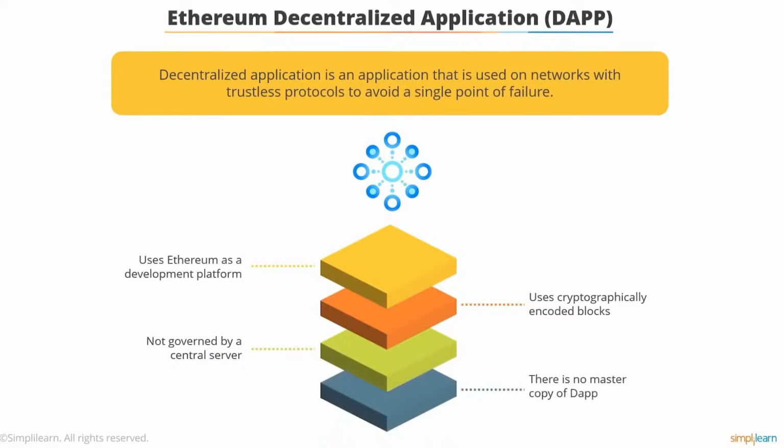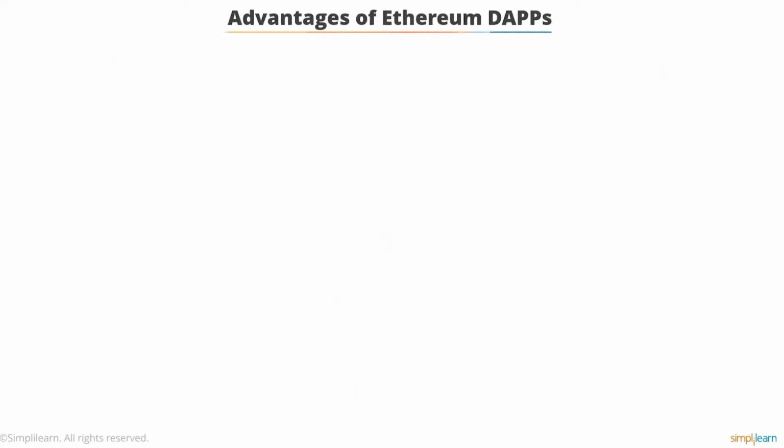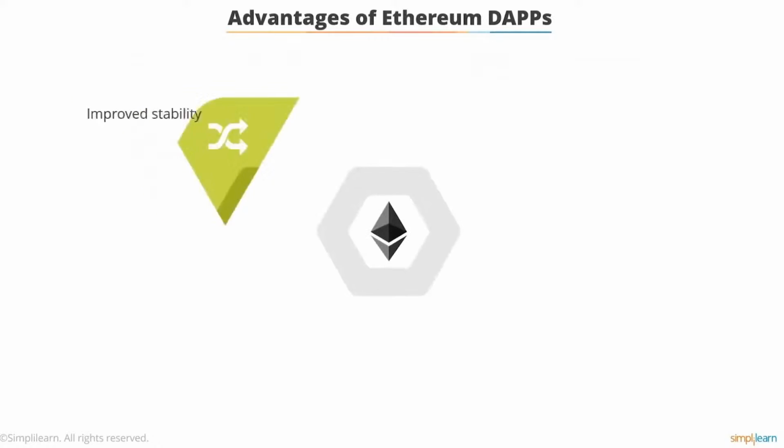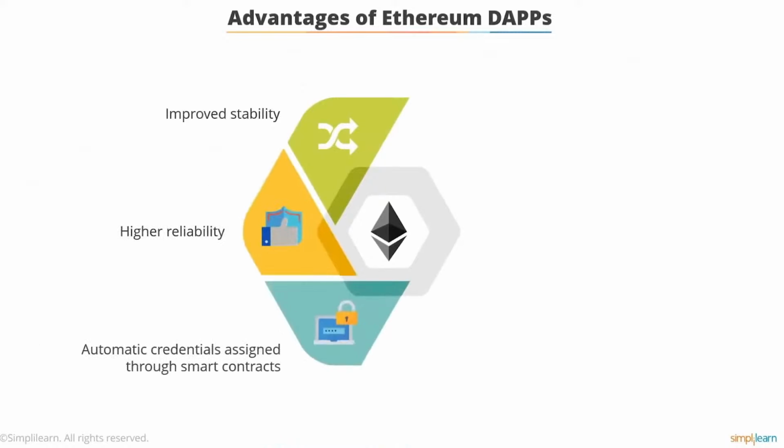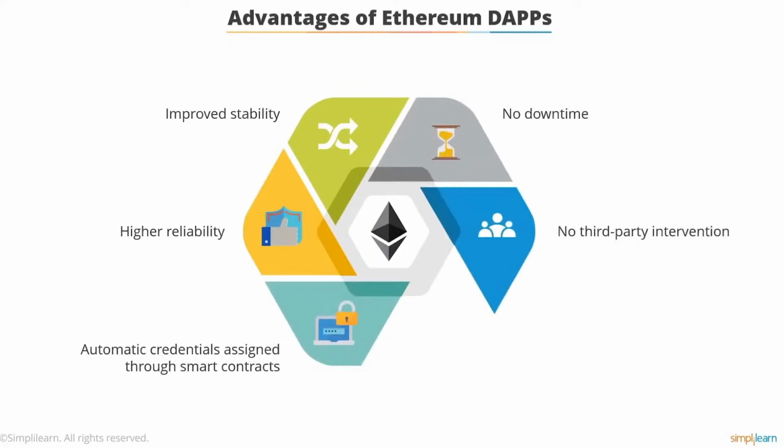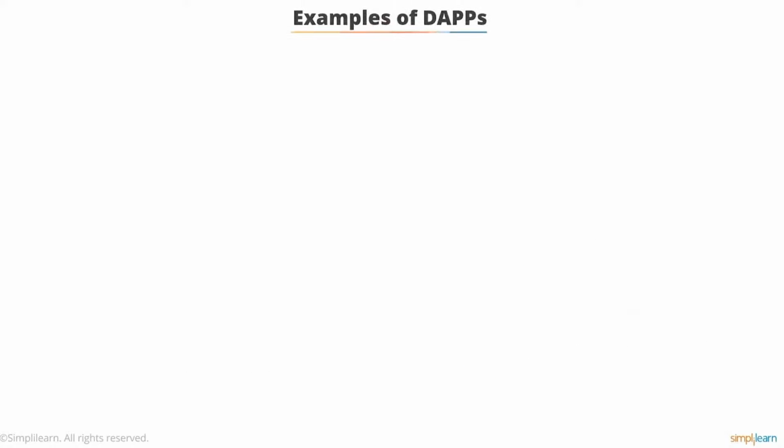Let's talk about the advantages of dApps now. Advantages of dApps. Ethereum dApps have the following advantages: improved stability due to a distributed network, higher reliability, automatic credentials assigned through smart contracts, no downtime, no third-party intervention, and high security. Examples of dApps.